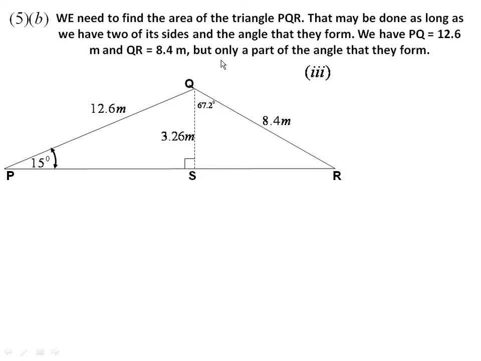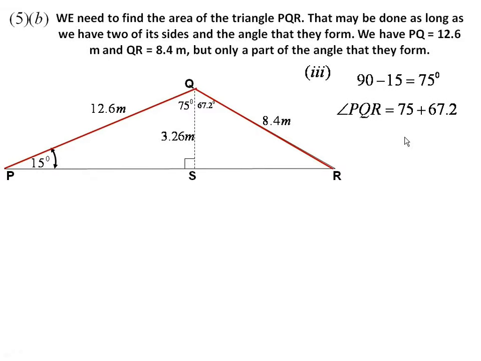But only a part of the angle that they form is known, which is this part, 67.2. We need to know this one. It can be determined quite easily nonetheless. So there we have the two sides. What do we know? In this right angle triangle, we have the 90 degrees angle, no doubt, and 15 degrees. So the other angle is 90 minus 15, which is 75 degrees.